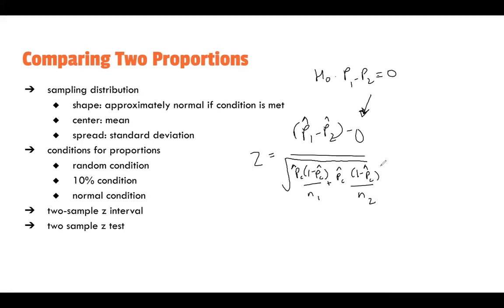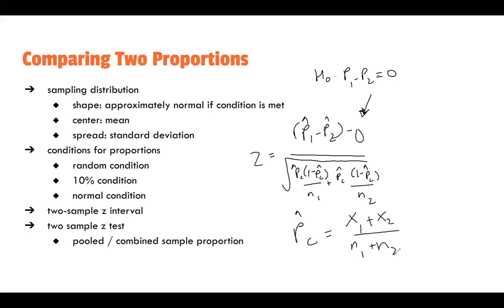And what is p hat c? It's something we call the pooled or combined sample proportion. The formula for p hat c is basically going to be the number of successes in the first plus the number of successes in the second, divided by the sample size of the first plus the sample size of the second. So it's not just the average of the two proportions. It's a bit different. It would be this formula. Make sure you separate into successes and sample size. Add up the successes first before dividing by the sample size.